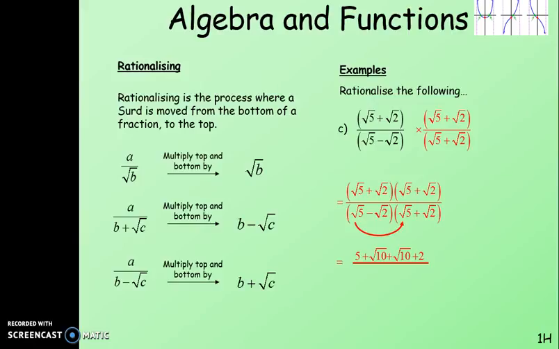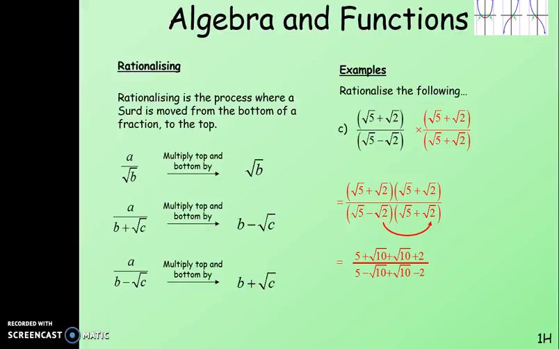Bottom, root 5 times root 5, again it's going to be 5. We've got minus root 2 times root 5, which will be a minus result, minus root 10. Then we've got the positive version, root 5 times root 2, so plus root 10. Notice how those two terms will both cancel out because we've done the conjugate pair. We've used this difference of two squares idea. And the final bit is minus root 2 times plus root 2, which is going to give us a minus root 4, which again can be simplified to 2, but minus 2.